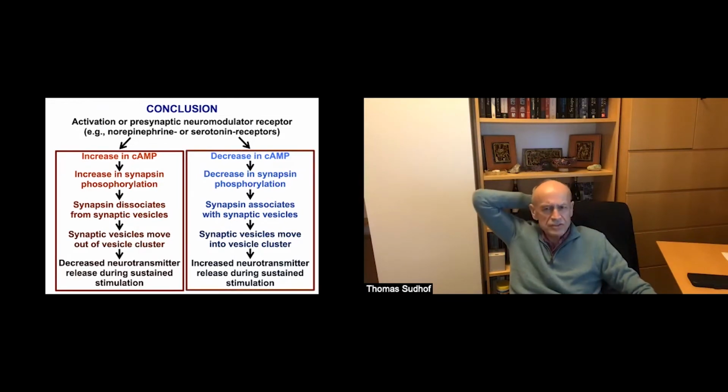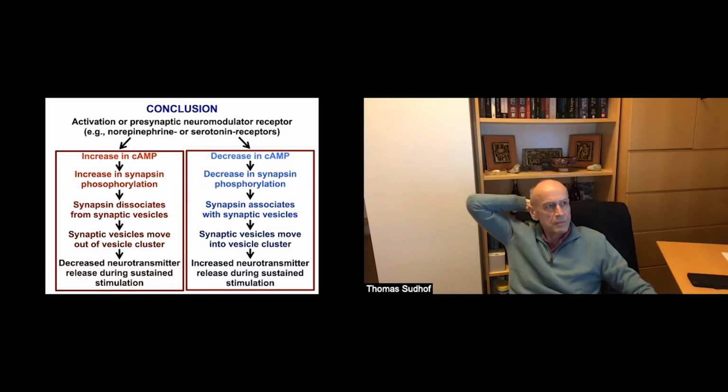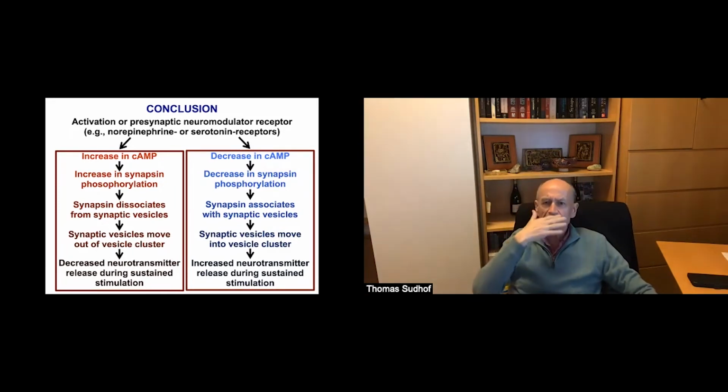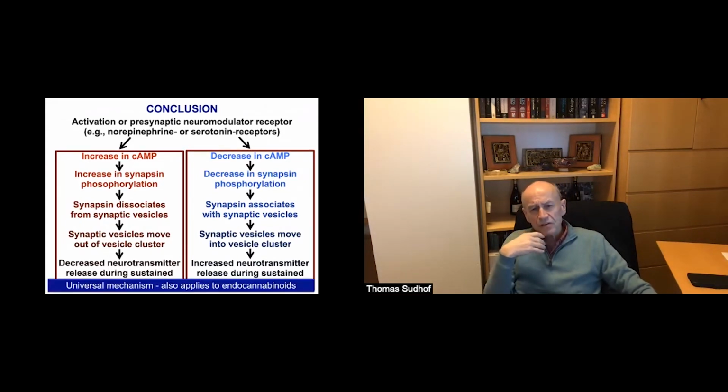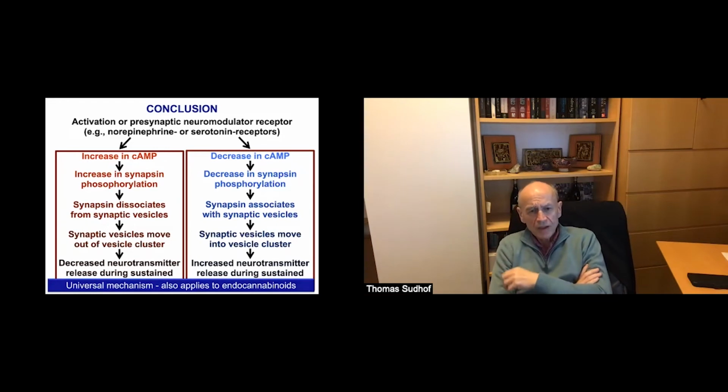When you decrease cyclic AMP, you cause an increase in neurotransmitter release during sustained stimulation because of the opposite effect, because of a decrease in synapsin phosphorylation, causing an increase in synaptic vesicle numbers. Thus, this is a universal mechanism that regulates in a novel way how synapses function.